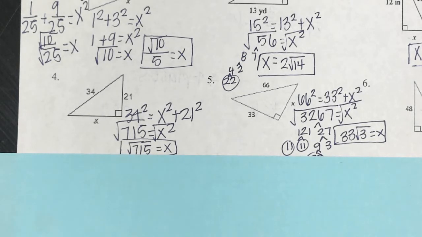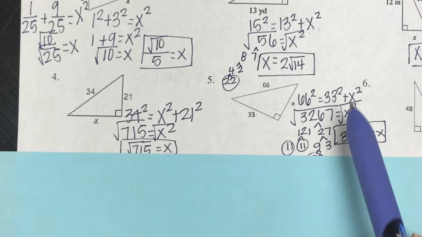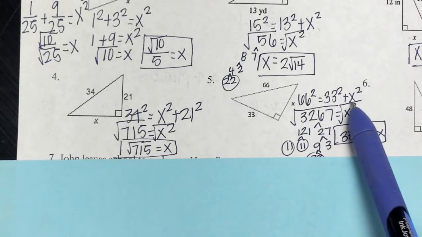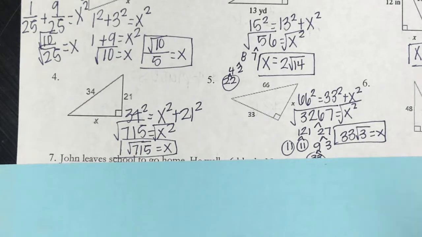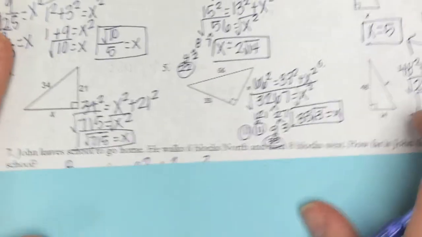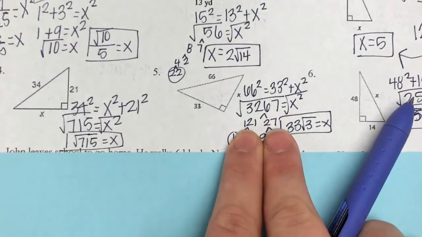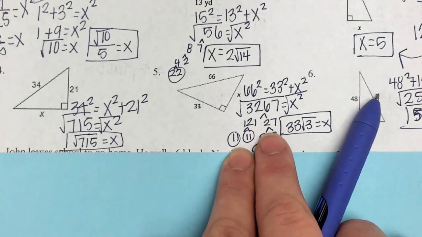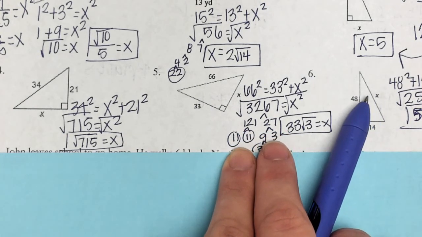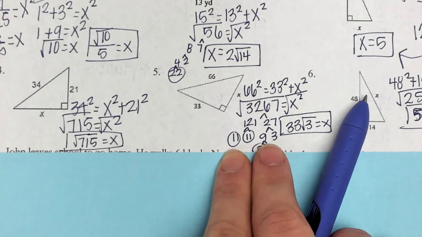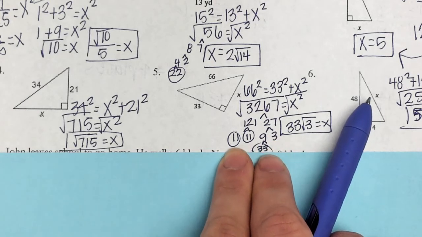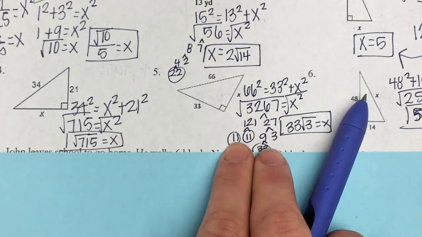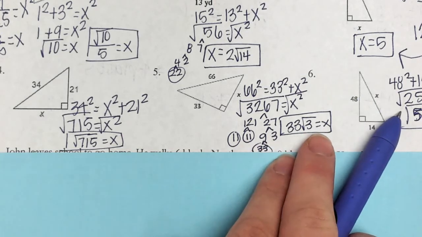Okay, number 5. 66 is your hypotenuse. Same thing. 66 squared is by itself. The other two are on the other side. You have the square root of 3,267. I broke it down using 121 and 27. 121 is a perfect square. It breaks down to 11 and 11. 27 breaks down to 9 and 3. 9 breaks down to 3 and 3. So I circled 11 and 11 and 3 and 3. So 11 and 3 make 33, and then 3 is left at home.